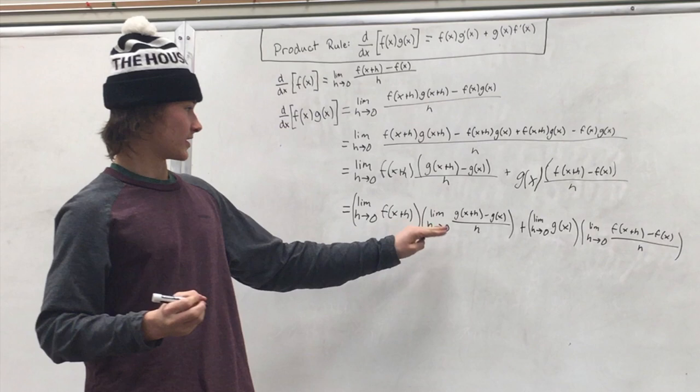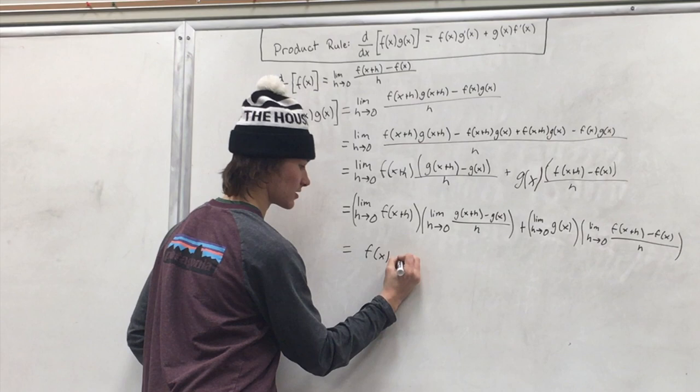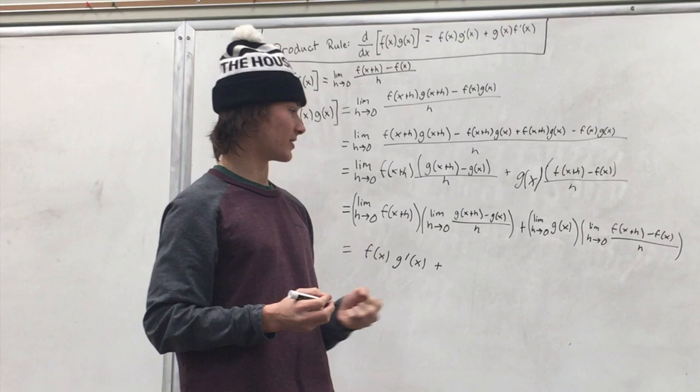This limit is actually the same as right here, it's only using a g instead of an x. So this limit is actually the definition of the derivative of g of x. So f of x times the derivative of g of x. And then this limit right here, as h approaches 0, there actually is no h in the limit that we're finding. So this is just going to be g of x.